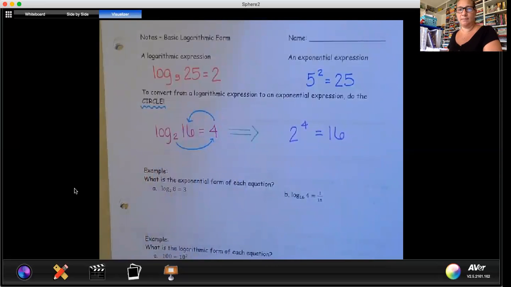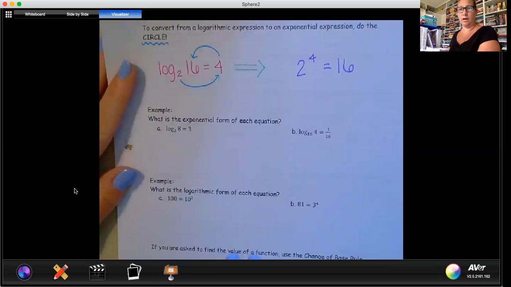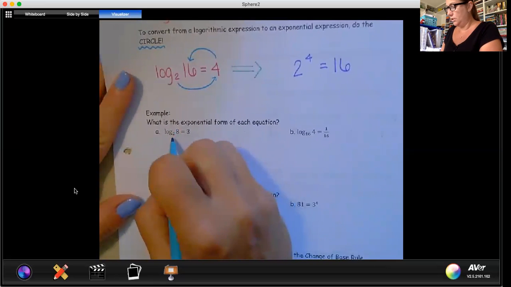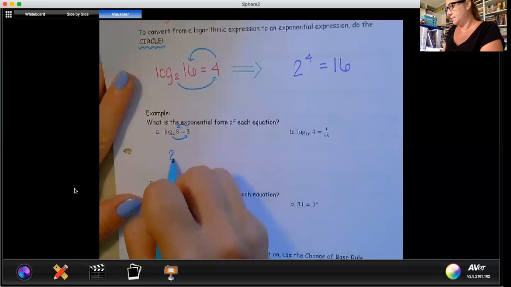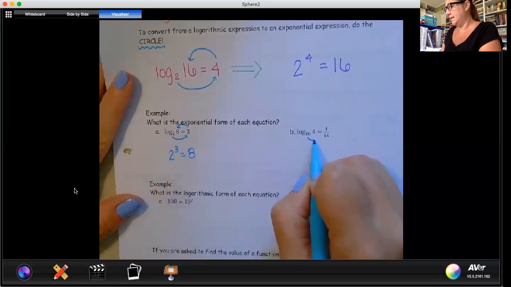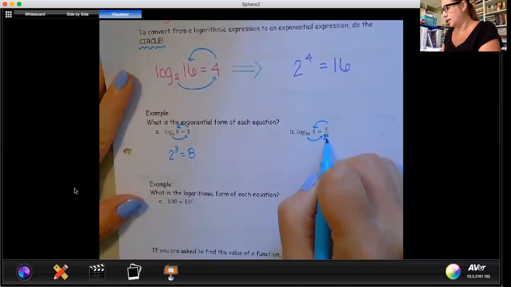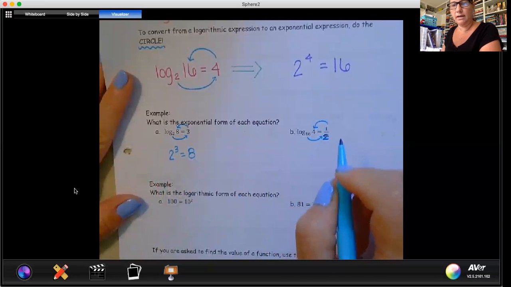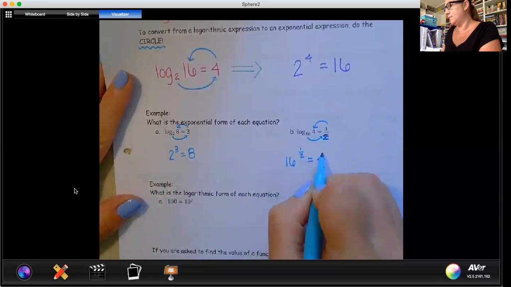So what is the exponential form of each equation? We're going to do the circle because we're going from logarithmic to exponential. 2 to the third equals 8. 16 to the 1/16 equals 4. And that should be 1/2. Let's change that because I was going to say that's not quite right. 16 to the 1/2 is equal to 4.